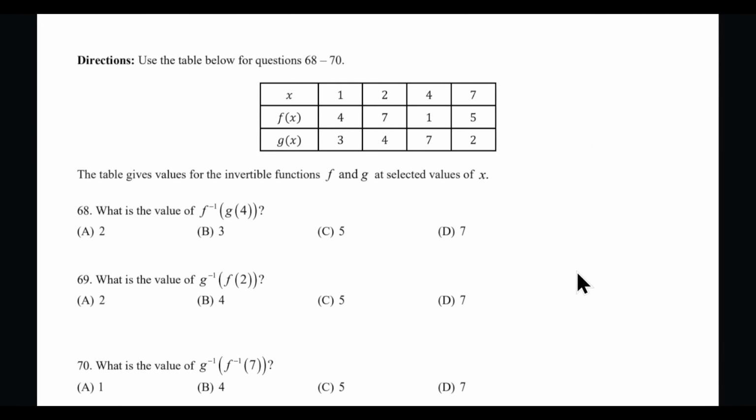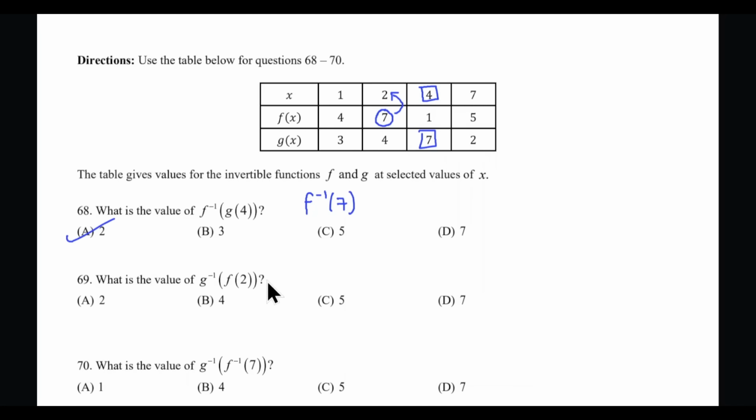Over here, we are given the table that gives an invertible function. So what is the value of f inverse of g of 4? G of 4 is pretty straightforward. This is 4, this is g, so that's 7. So what is f inverse of 7? F inverse of 7 is the x value when f is 7. So f is 7 right here. Its x value is 2. There you go. Answer is A.